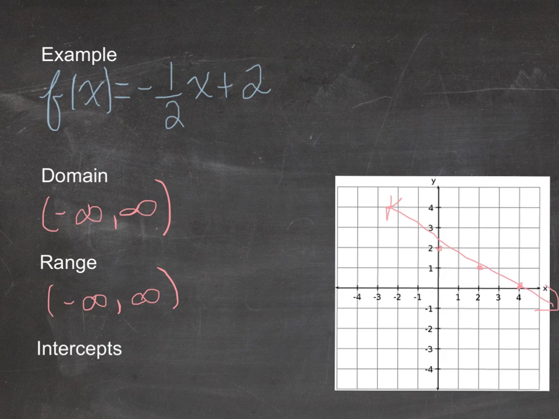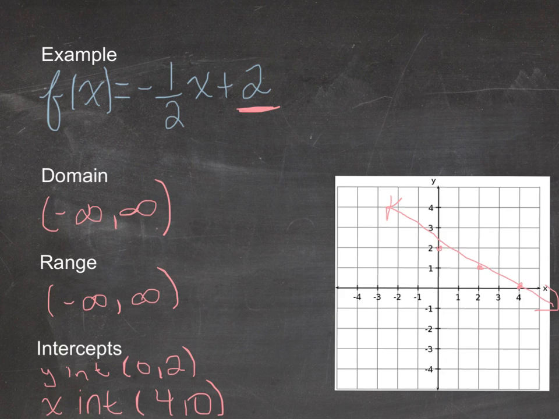And I have 2 intercepts, which are easy to read off the graph as well. My y-intercept is at 0, 2. It was easy to read off the function here as well. And my x-intercept is at 4 and 0. So when y is 0, x is equal to 4.